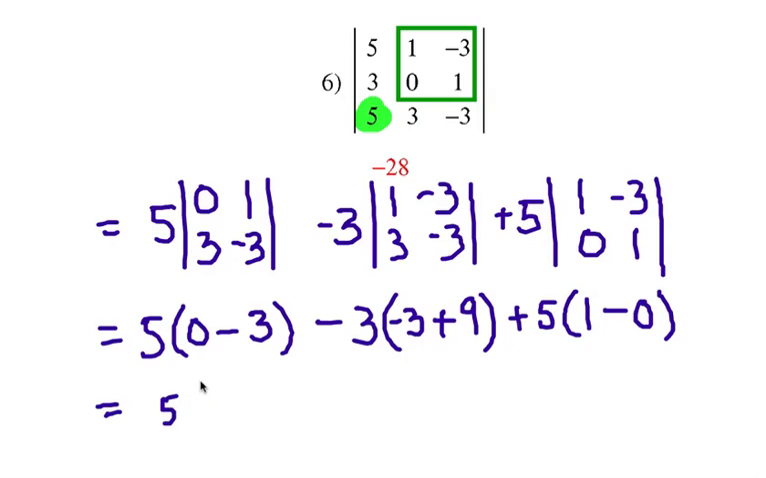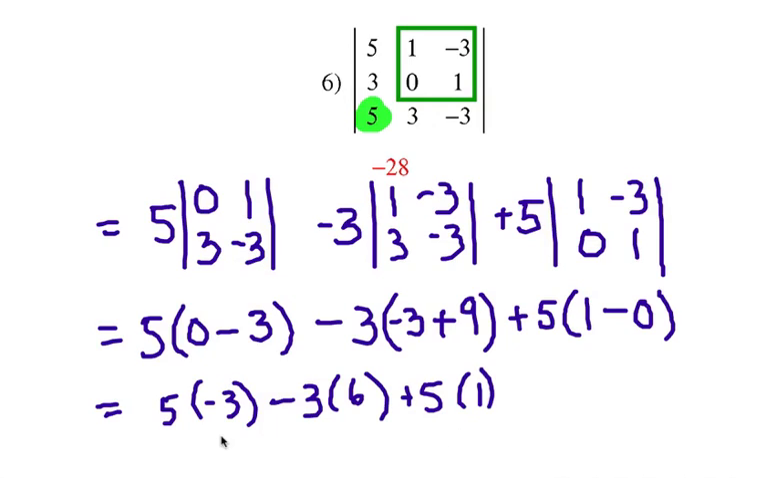All right, let's work it out. So that's 5 times -3, -3 times 6, and 5 times 1. And that's going to be a total of -15, -18, and +5. Now let's make sure I did it right. That should be -28. All right, so a 3x3 determinant is made up of 2x2 determinants.